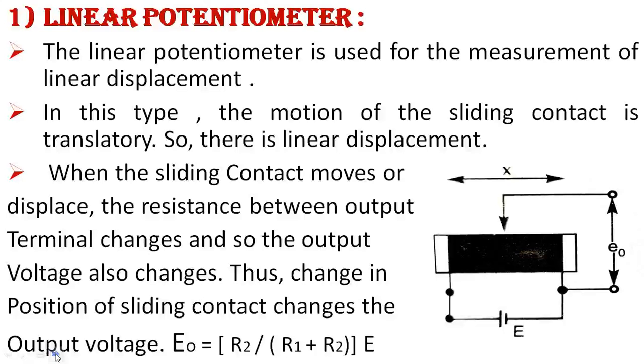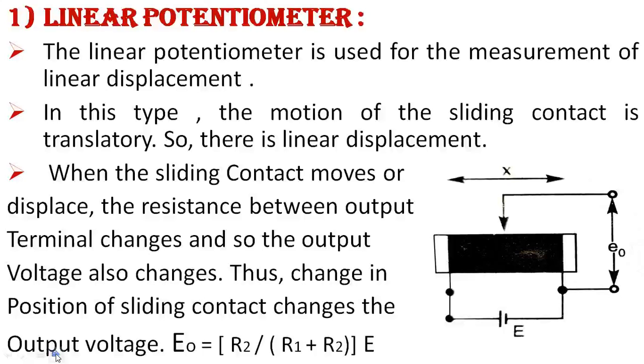Now we have to see how the sliding contact moves in a linear potentiometer. We apply an external power supply across a wire. Above it we use a wiper, and across this coil we measure an output voltage, that is E0, and X is the total linear motion or total displacement of the linear potentiometer. When the wiper moves along the total length X, in this direction or that direction, the resistance changes.